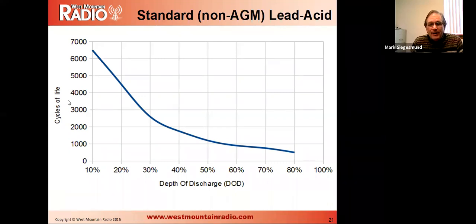You go down to 80%, same kind of a thing. It looks like you're getting like 600 cycles out of that battery. But if the battery spends most of its life charged up, you only go down 10%, back up to charge, down to 10%, you're going to get like 6,500 cycles out of that battery. So this shows the depth of discharge for a standard lead acid sealed battery.